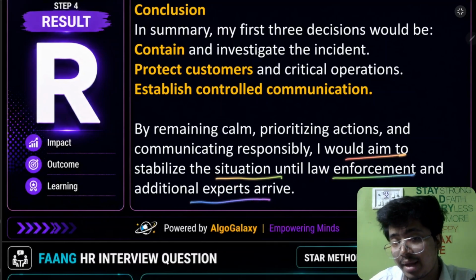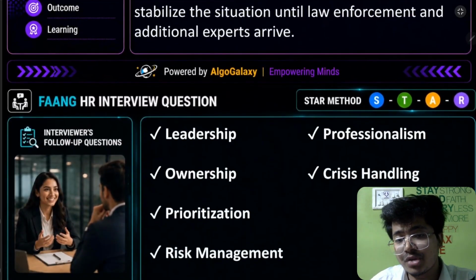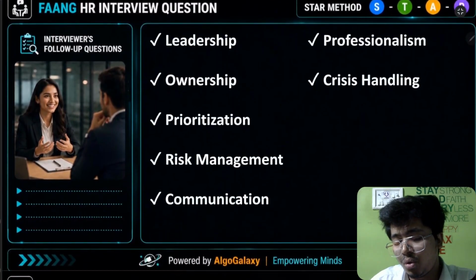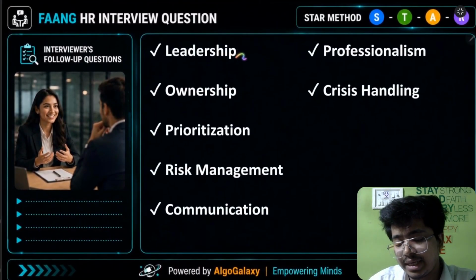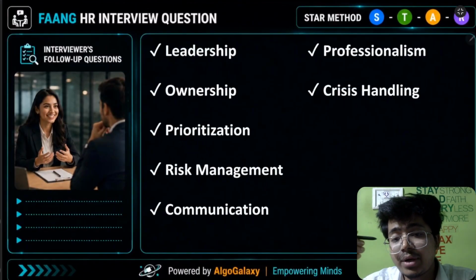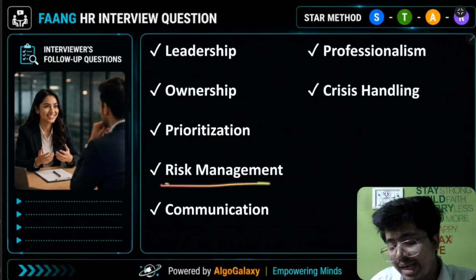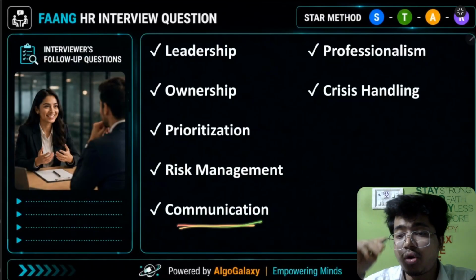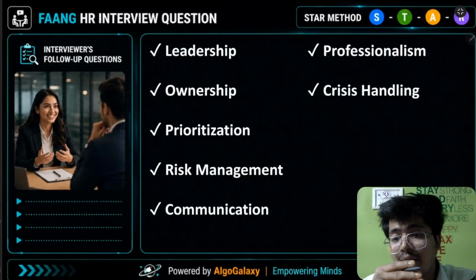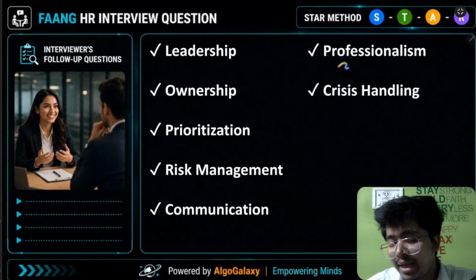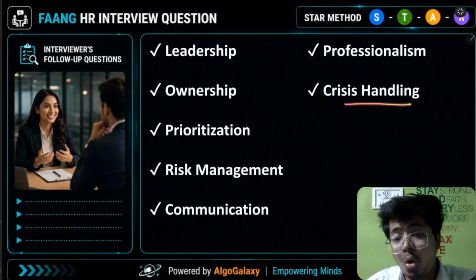and additional experts arrive. So this is how we can professionally answer the entire question. We have maintained leadership and ownership, then prioritization, focusing on what we should prioritize. Now risk management: we have clearly managed the risks by staying calm, confident, providing clear information. Then communication: we maintained strong communication through a core communication channel. Now professionalism: we have handled this very carefully. So everything is covered here.